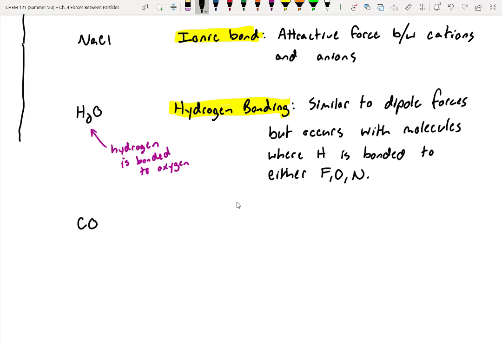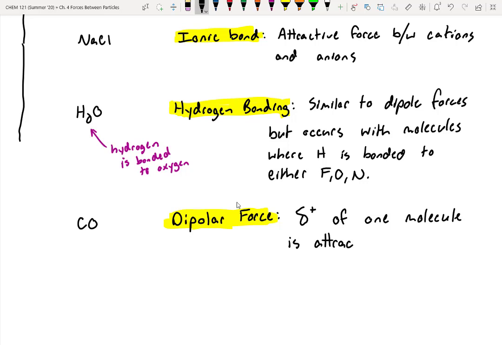And then we go to CO next. This is different. This is just called dipolar force. We don't have any hydrogens, so we can't hydrogen bond. And a dipolar force is the attractive force between the electron-rich end of one molecule and the electron-poor end of another. And so if you remember, an electron-poor side of a molecule can be indicated with delta plus. So the delta plus of one molecule is attracted to the delta minus of another molecule.